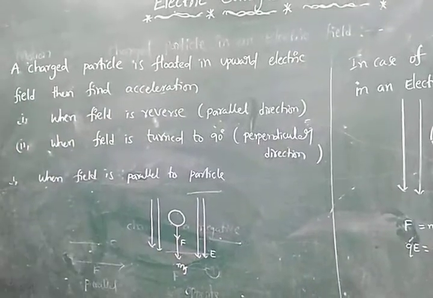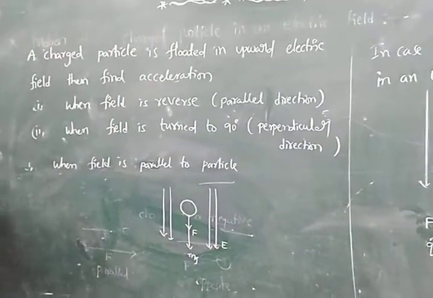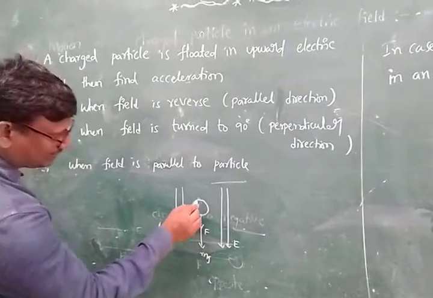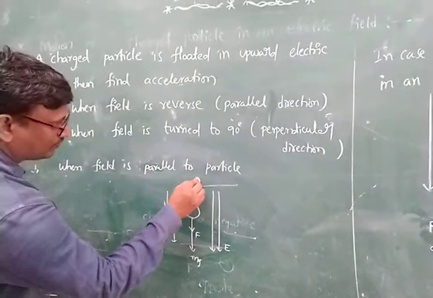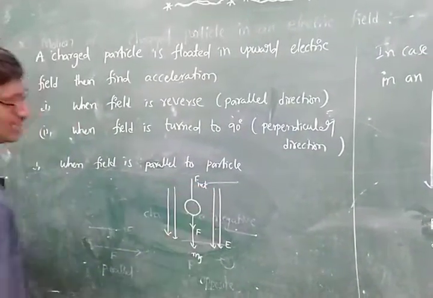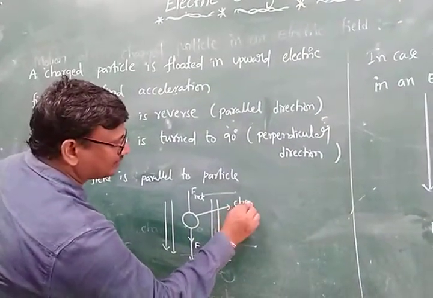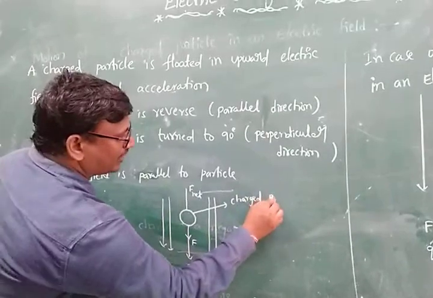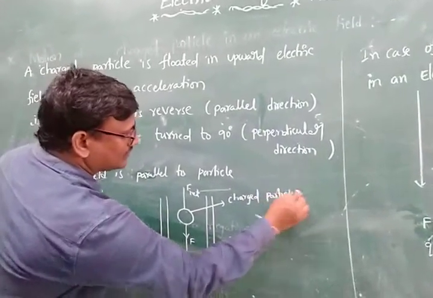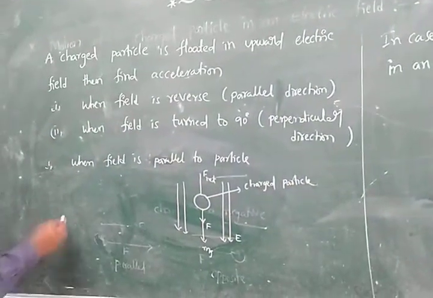The electric field, which direction is there? The force can also be in the same direction. Then we can find the net force, meaning the resultant net force on this charged particle. See, the force on the charged particle is nothing but F net.